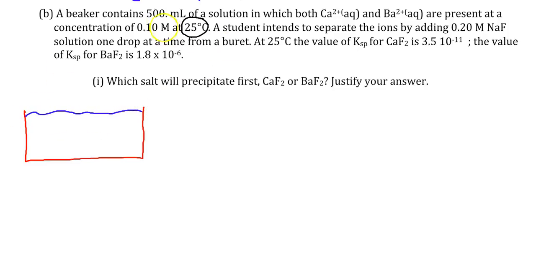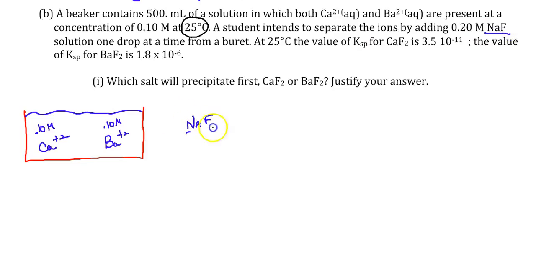It has 500 milliliters. We have calcium plus 2, and we have barium plus 2. They're present at a concentration of 0.1, so they're both at a concentration of 0.10 molar. A student intends to separate the ions by adding sodium fluoride. So we're going to add sodium fluoride.